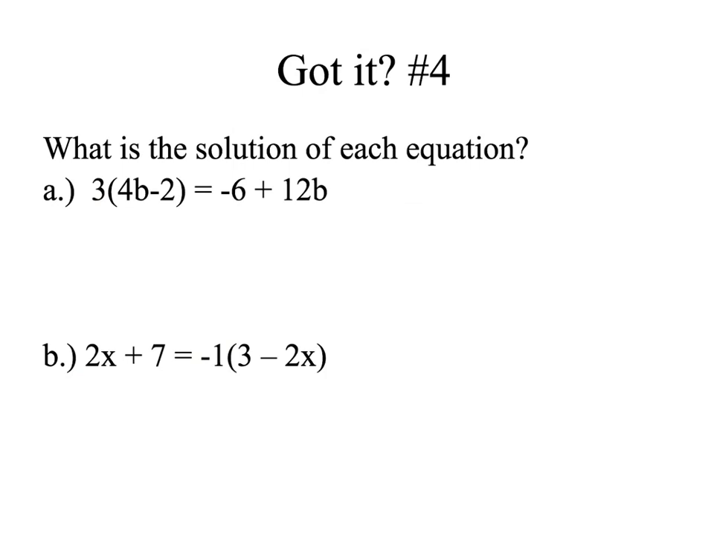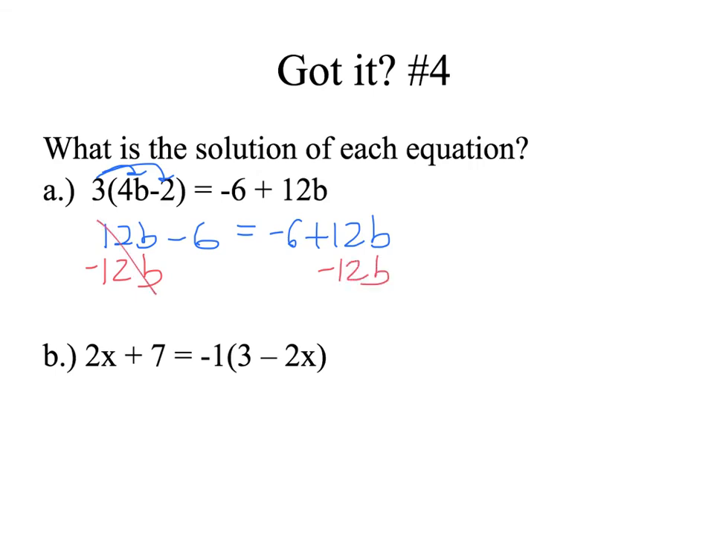Okay, let's do got it number 4. So what's the solution of each equation? It's going to either be no solution or identity. So let's see. We got to distribute here on part A. So 3 times 4b would be 12b, and 3 times negative 2 would be minus 6, equals negative 6 plus 12b. Hopefully you realize that those two sides are the same. 12b minus 6 and negative 6 plus 12b is the same. So you could stop there and say identity, but let's say we keep going and we subtract 12b from both sides.